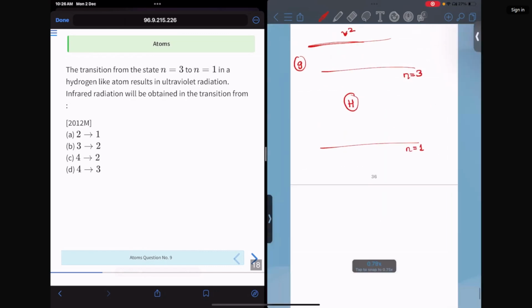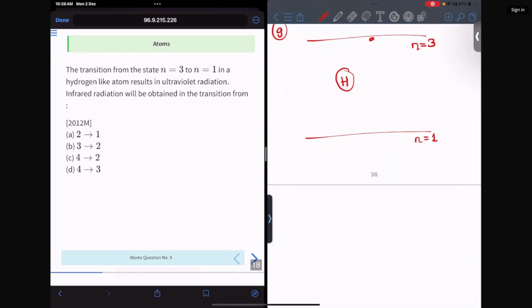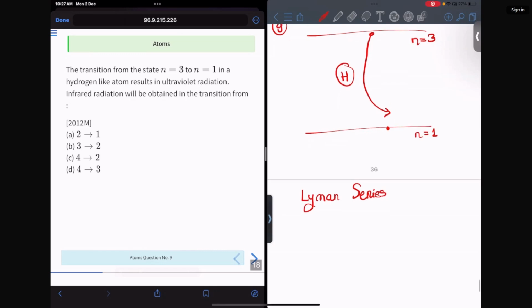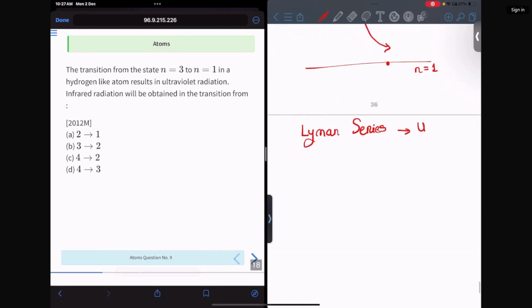Again, this is a theoretical question. If an electron is transitioning from n=3 to n=1, which series will it result in? If it is transitioning to n=1, it will be the Lyman series. And the Lyman series always results in UV radiation. This is a theoretical question, guys, so please read the theory properly. Again, I'm saying, please read NCERT for this chapter at least properly.